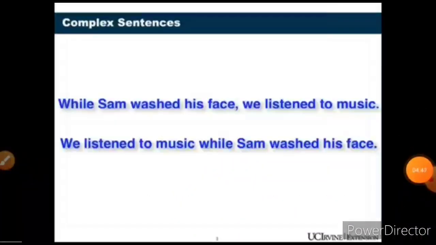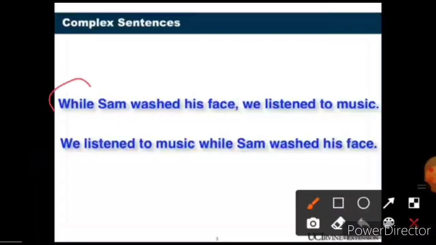Now, if you look closely, a complex sentence is written in two ways. You can either bring the subordinating conjunction in the beginning, or you can write it in the middle. If you're writing it in the beginning, we are going to have: While Sam washed his face, we listened to the music. Now over here you're going to put a comma when you end the first clause, that is the dependent clause, and we listened to the music is your independent clause over here.